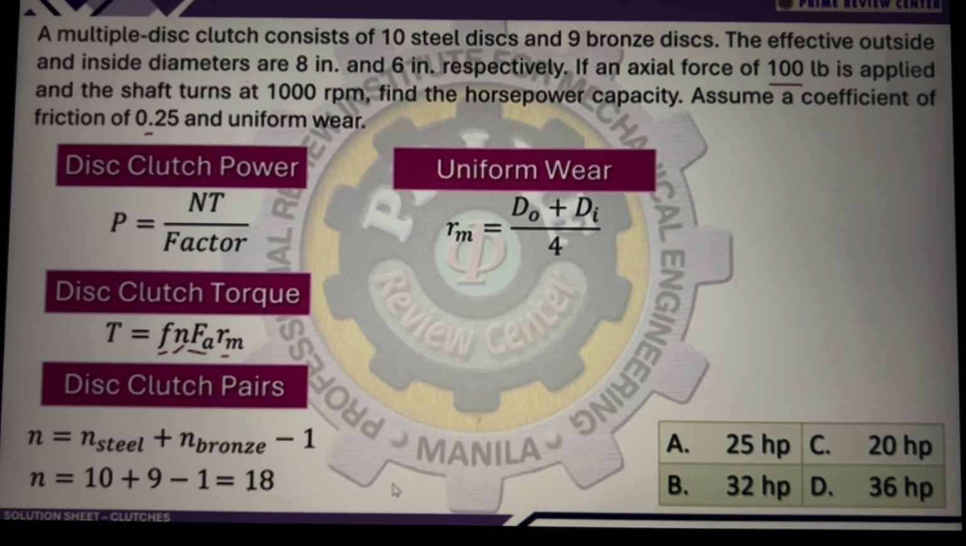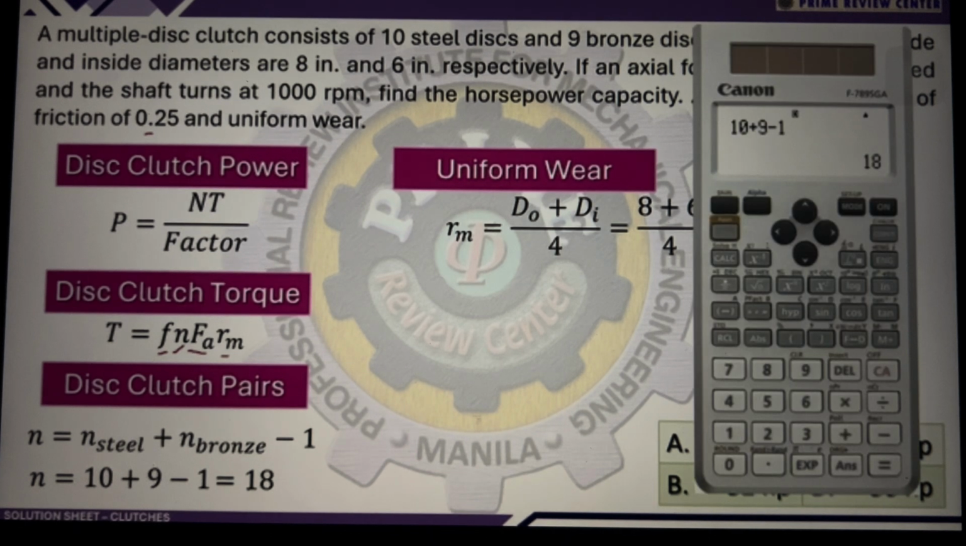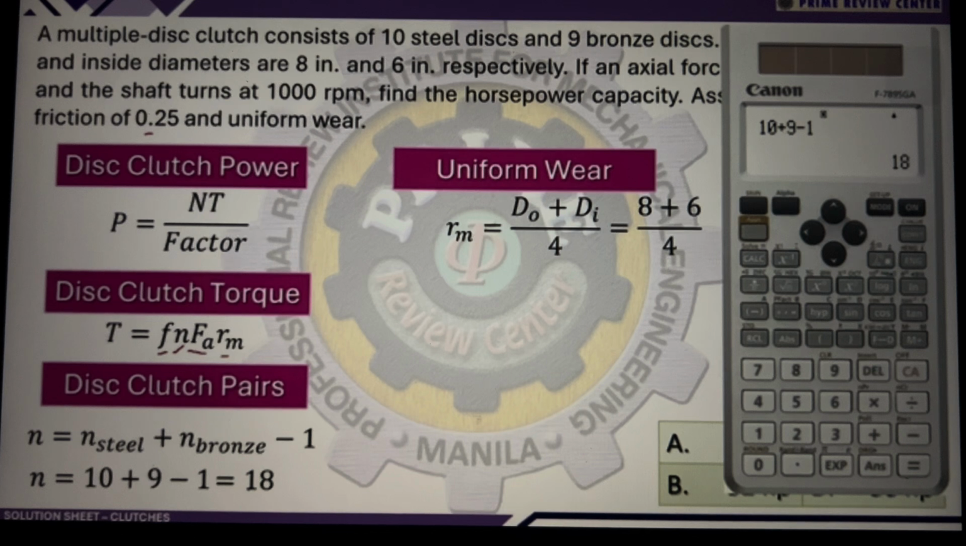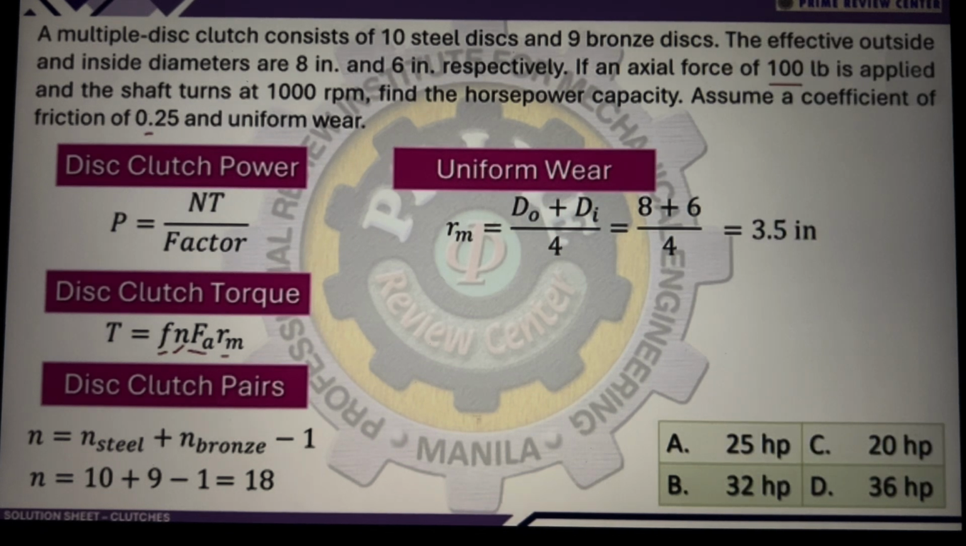And yung inside diameter is 6, plus yung outside na 8. So, divide mo lang ng 4. Okay, so, kumpitin lang natin sa calculator yan to determine the mean radius. So, actually, pag meron na tayo ng mean radius, makukumpute na natin yung problem. So, press equals, press FD, para makuha yung radius. That's basically 3.5 inches.